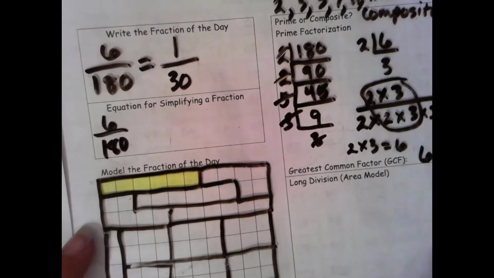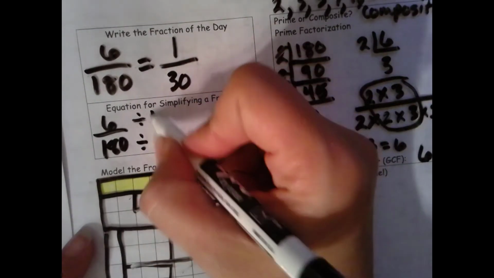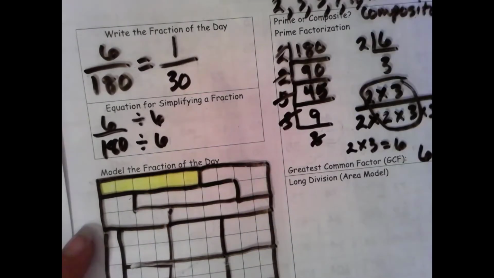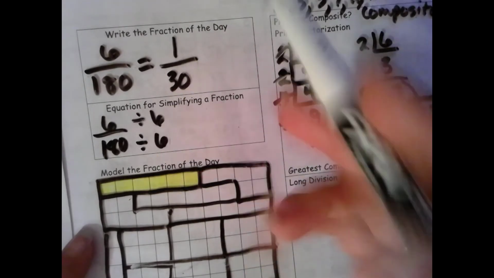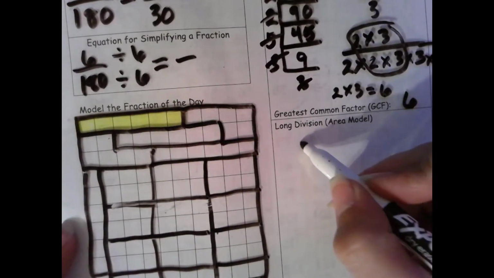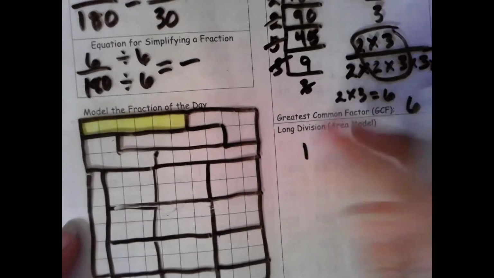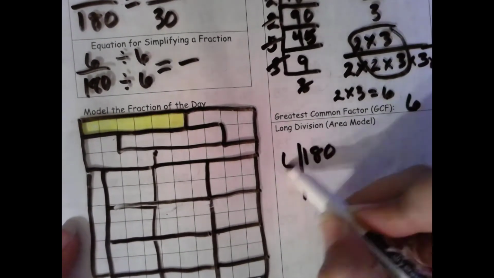We've used a model, we've used prime factorization. Now we're going to use division. We're going to divide by our greatest common factor. We put the whole thing into groups of 6. We also put the shaded area into groups of 6, so that's always going to be the same. Okay, so let's start with our area model for 180 divided by 6.